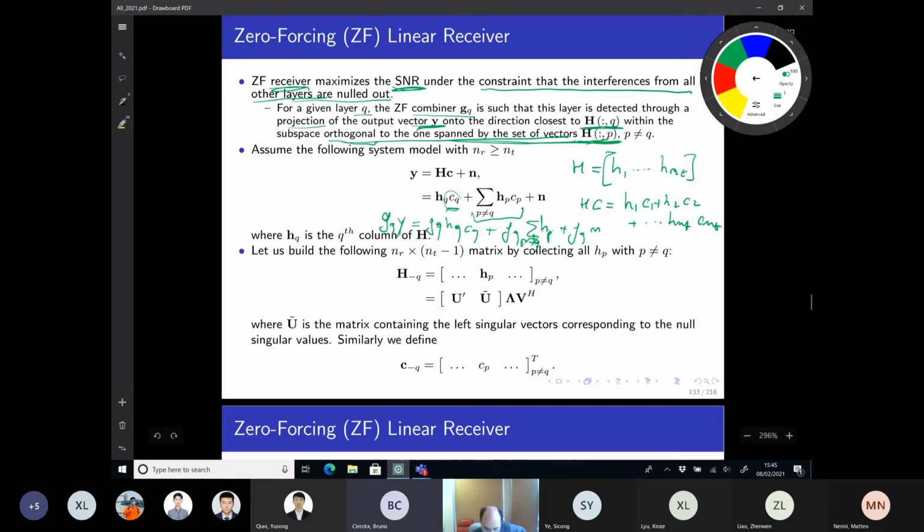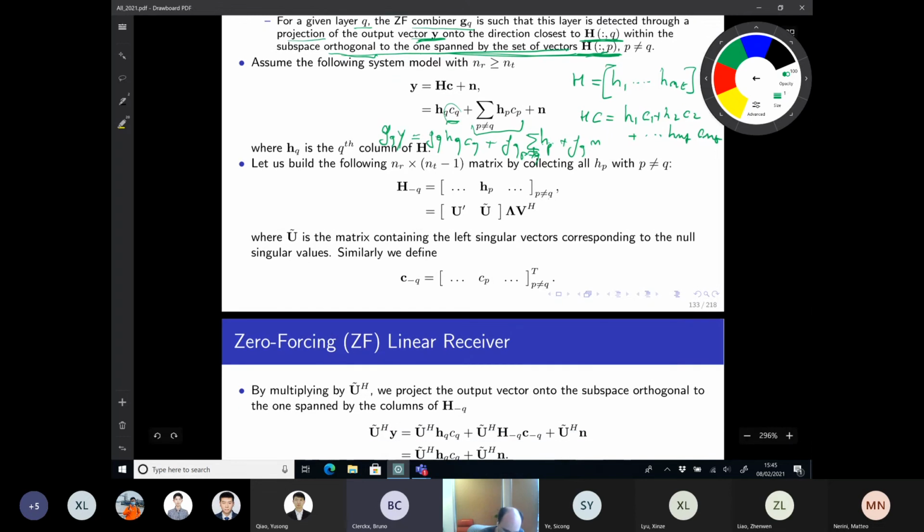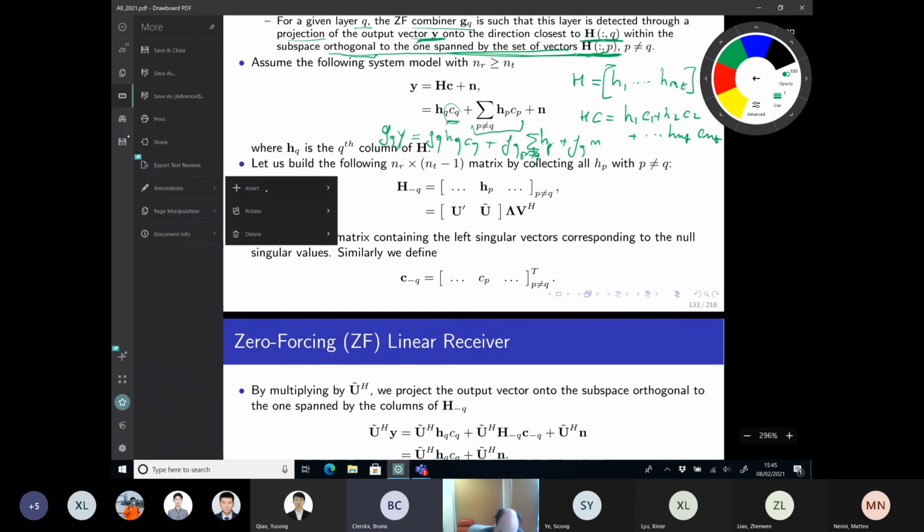Okay, so how can we do that? Well, you can build a matrix H minus Q, which is H, but where I remove the column HQ. So I take all those columns P, but with P different than Q. Okay, and then I do SVD. Good. Now let me give you an example right away so that you understand that.